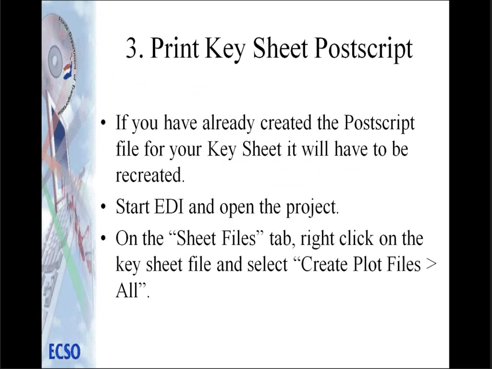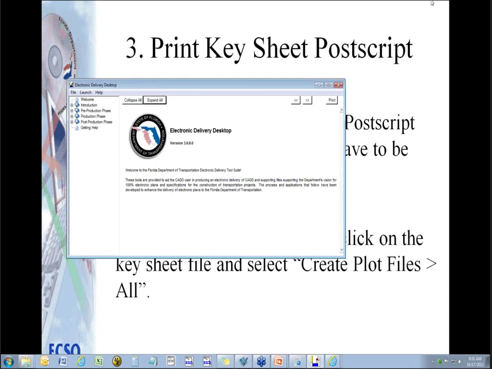If you've already created a postscript file for the key sheet, of course, you're going to have to recreate that and overwrite that. To do this, you're going to start EDI, open the project. On the Sheet Files tab, you can just right-click on the key sheet file and select Create Plot Files All. So I'm going to go to the electronic delivery desktop, and I'm going to launch EDI 2.